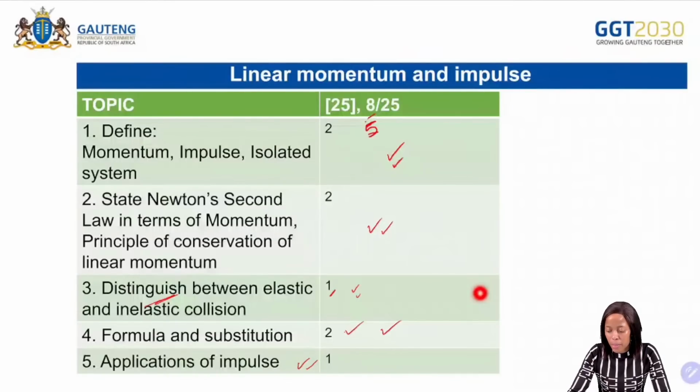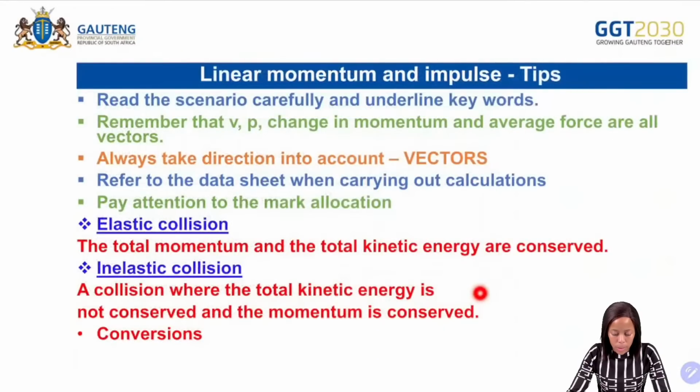Okay, so in terms of the tips, it says read the scenario carefully and underline the keywords. That is what we should always do. Remember that velocity, momentum, and the change in momentum, the average velocity, they are all vectors. So remember, very, very important. When it comes to momentum, we need to emphasize the direction.